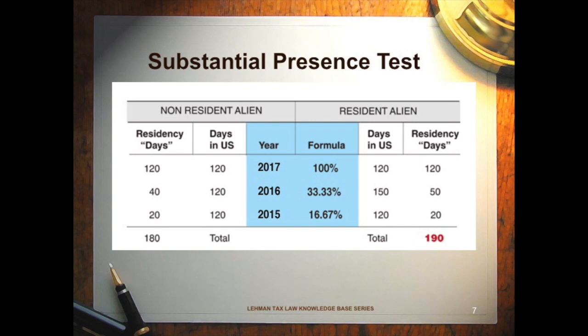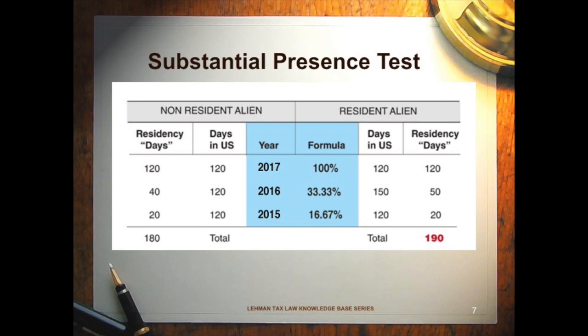So long as a taxpayer under this formula is not in the United States for more than 182 days, they continue to be considered non-resident aliens. And that's the non-resident alien that we will be most focused on when we start to discuss the tax consequences to a non-resident alien, both income tax and estate tax.